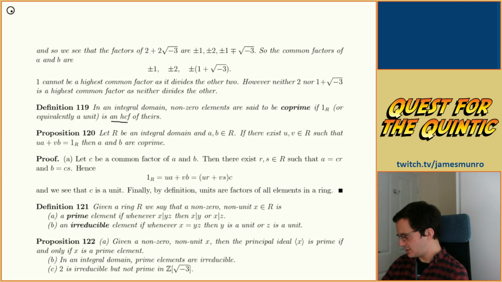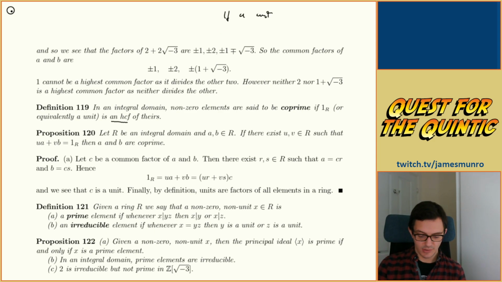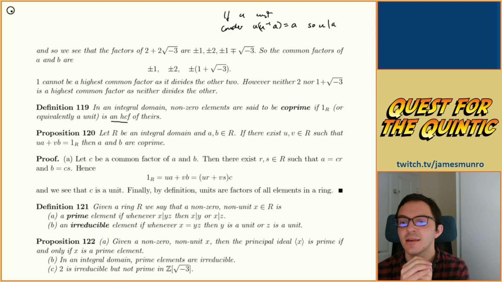Units are always factors? Yeah, because multiply your unit by its inverse, then your element. So if U is a unit, consider U inverse A. That's equal to A. So U divides A. U is always a factor. So all your units are always there as common factors. Coprime ones are where that's it.